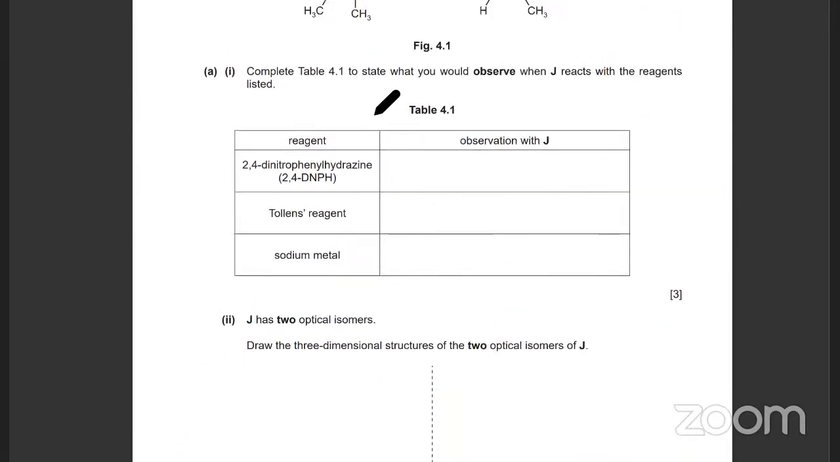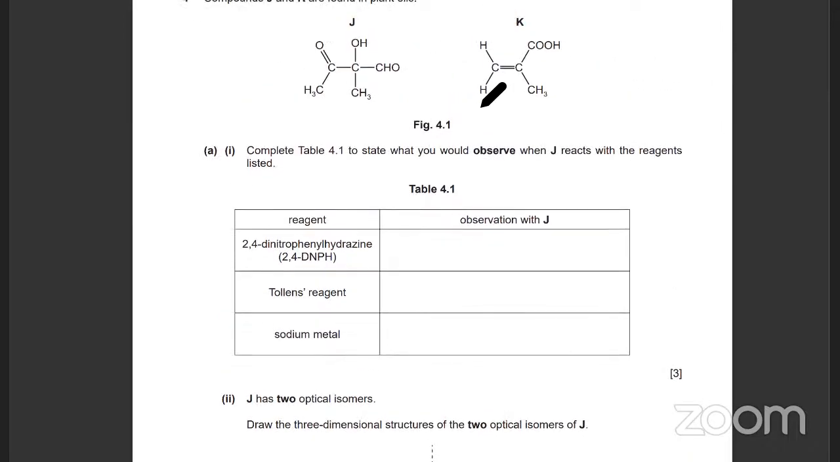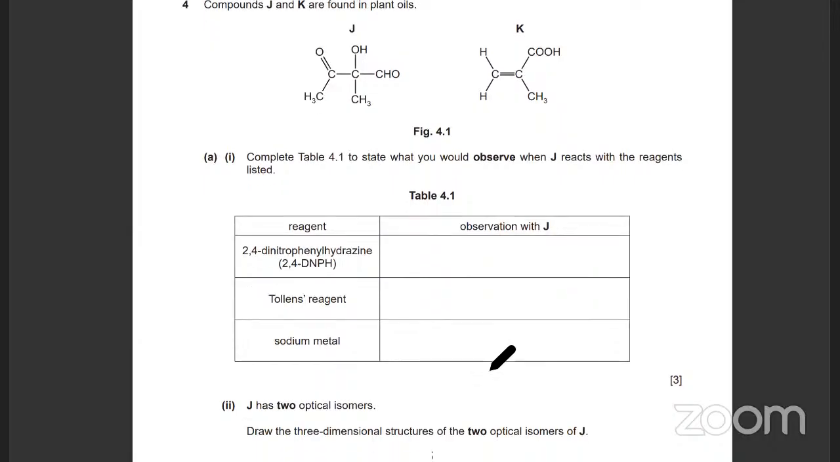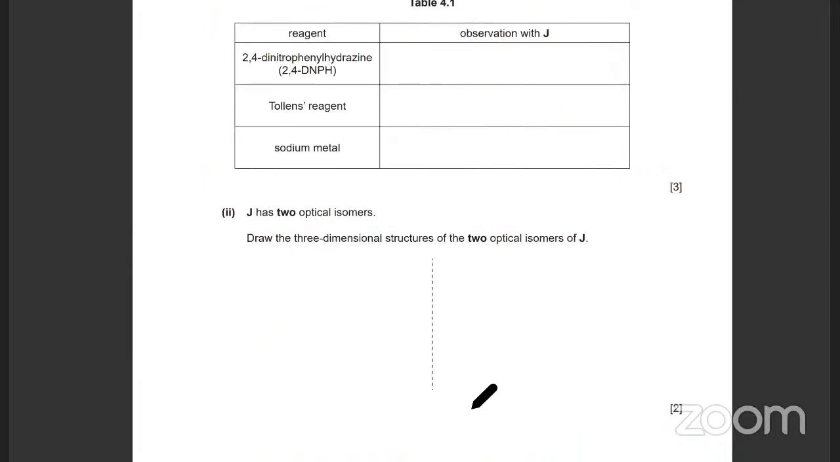We've got a completed table to state what you would observe when J reacts with the reagents. 2,4-DNPH, what will happen? Orange precipitate. Tollens' reagent, what will happen? Will it react? Yes. Silver mirror. Sodium metal, will this react? Yes, bubbling. Okay, the alcohol will react. So you'll have bubbles of H2 gas.